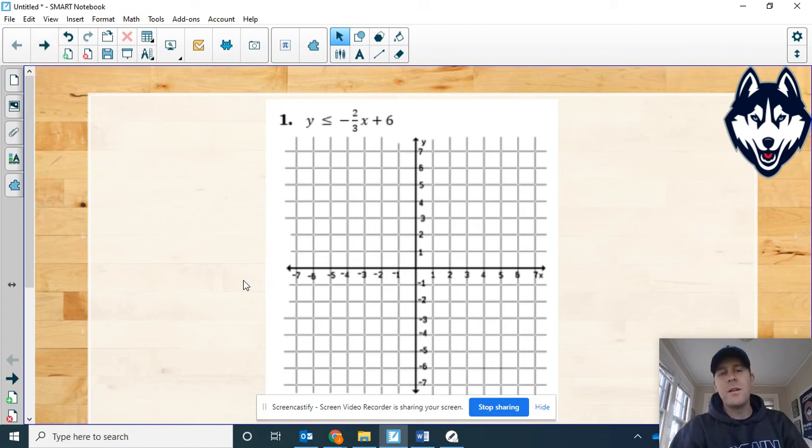Hey there, Mr. Russell here to talk to you about question number 1 on the review from yesterday. So this one, when we're graphing inequality, in this setup, we're going to treat it like we did in chapter 5 when we graphed equations in slope-intercept form.